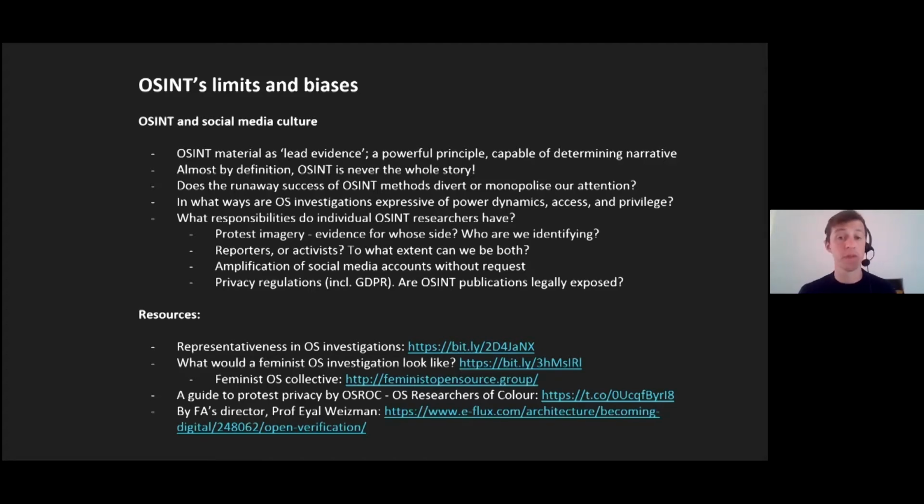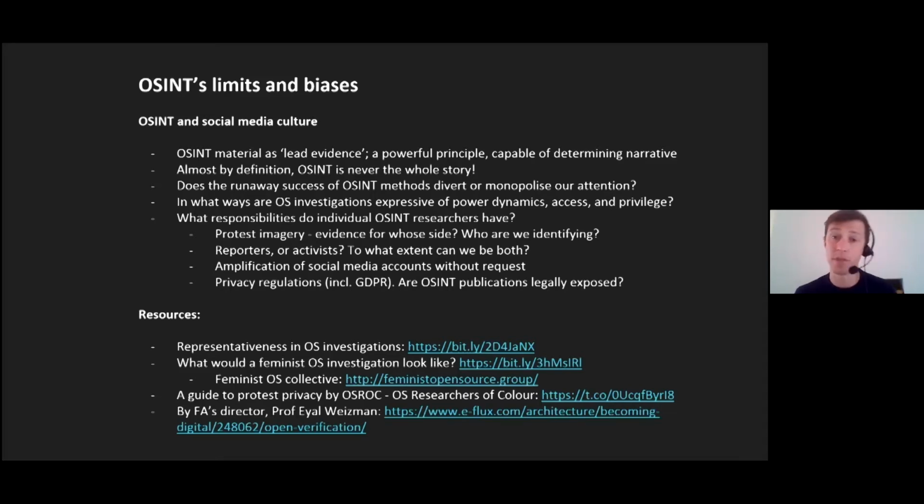And what responsibilities do we have as a result? What ethical requirements are there on sharing imagery, on amplifying imagery, and on locating it and proving certain things? Do we run the risk of exposing people to prosecution or other violence? Finally, there's a few resources for you at the bottom there.